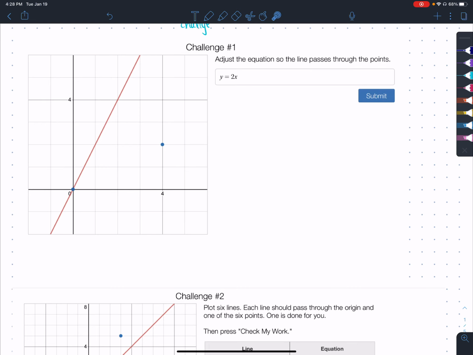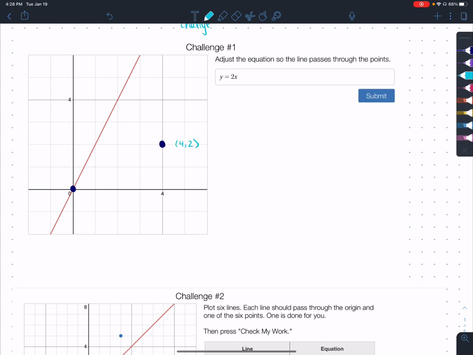So this is one example that talks about slope. In this example, it's asking you to adjust the equation so that the line passes through the points. Here you're being given a line. This line is 2x. And you have 2 points in this example. You have one point here that's at the origin, and you have one point here that's at 4, 2.